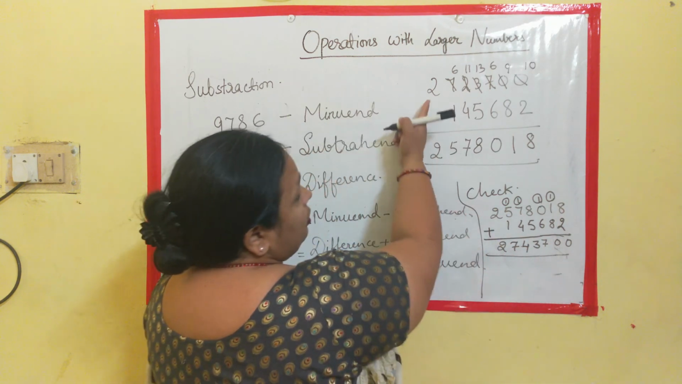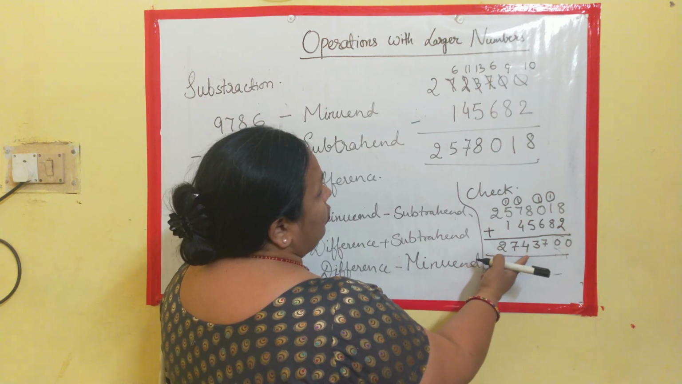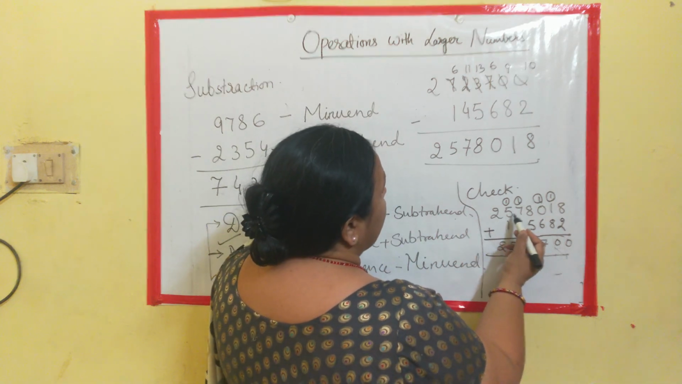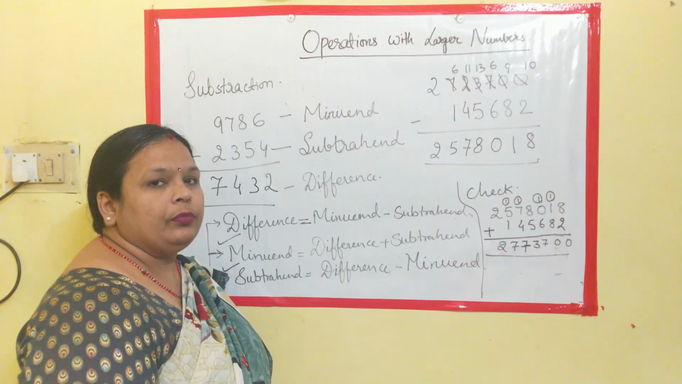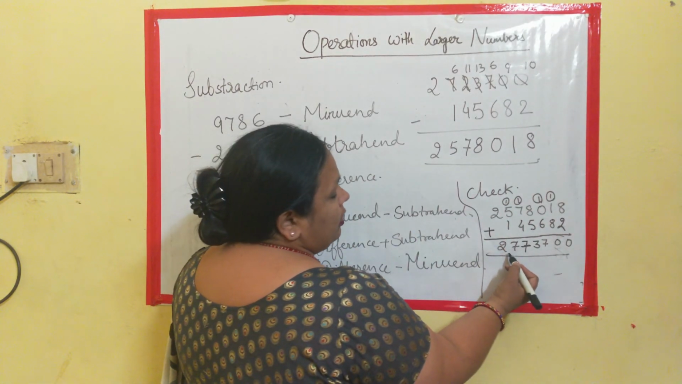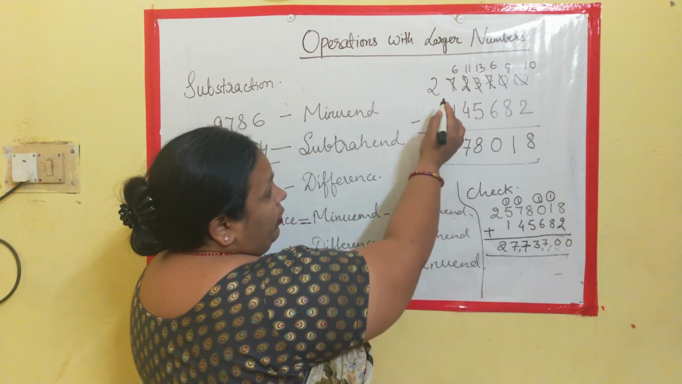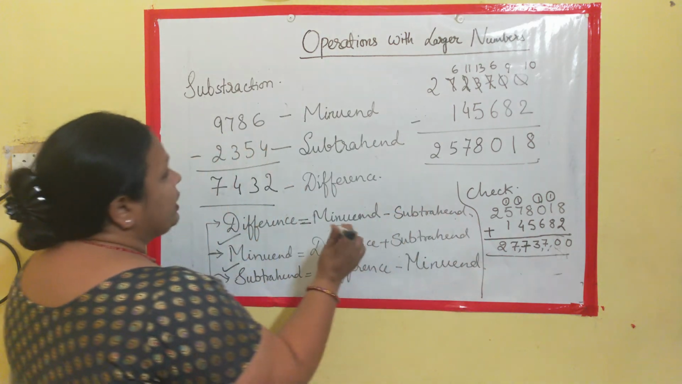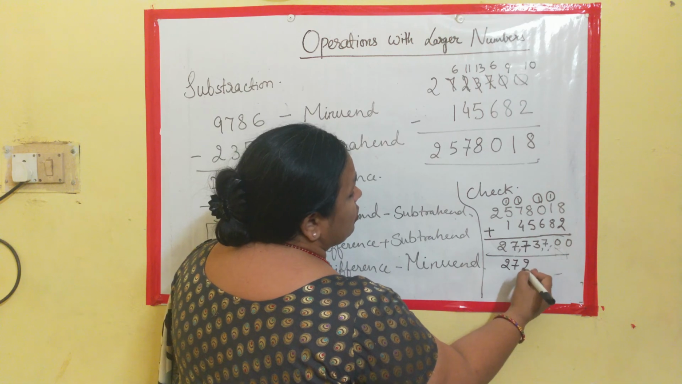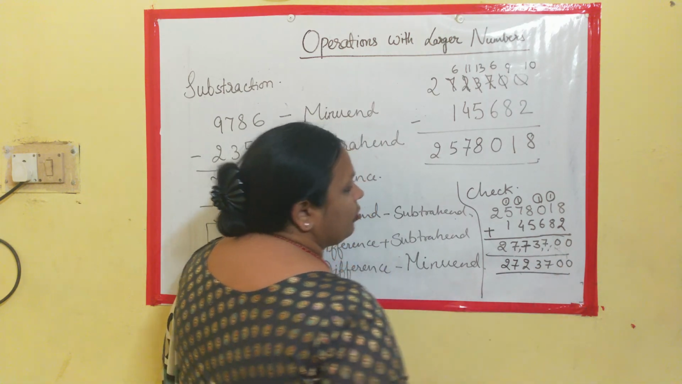So see, we got 2, 7, 2, 3, wait a minute, 2, 5, 7, 8. So now we need to check the number. When we verify the number, we are not exactly getting the same number. See, this is 2, this is 7, this is 2, this is 3, 7 double 0. So we are not getting the same. What to do?